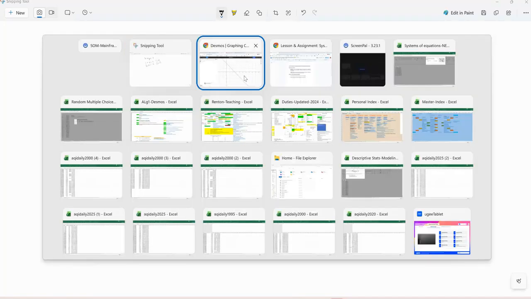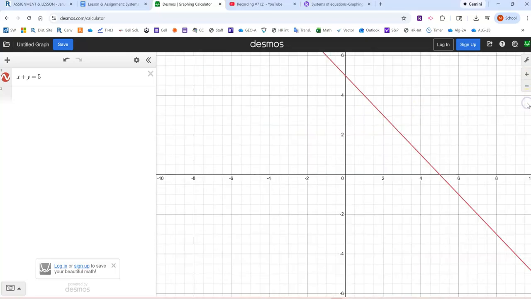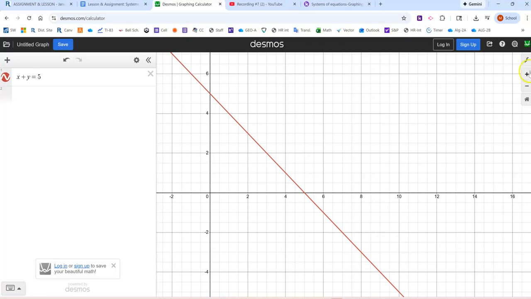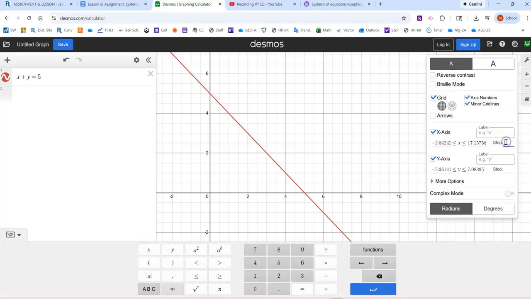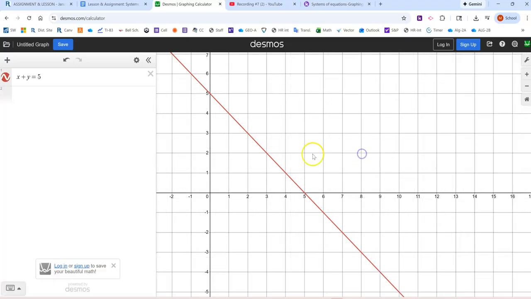So let's go back here and look at, first of all, I'm going to make the step 1 and get rid of the minor grid lines. Okay, there we go. It makes it easier. But when x was 1, I click over here where x is 1. It's kind of tough to get exactly, but when x is 1, y is 4, right? Okay, so that's a point on the line.